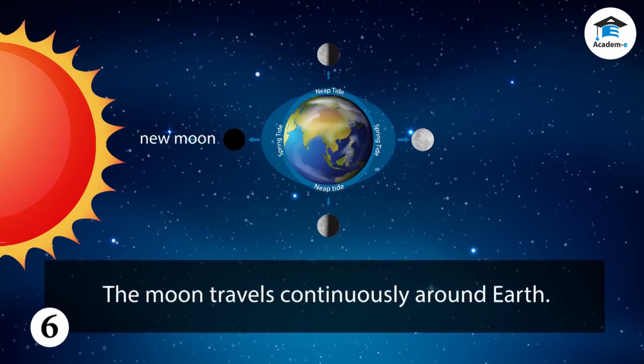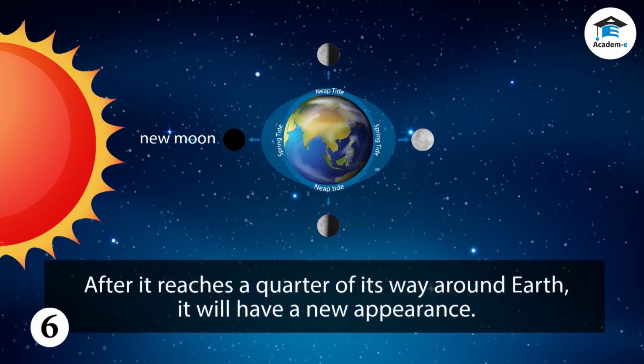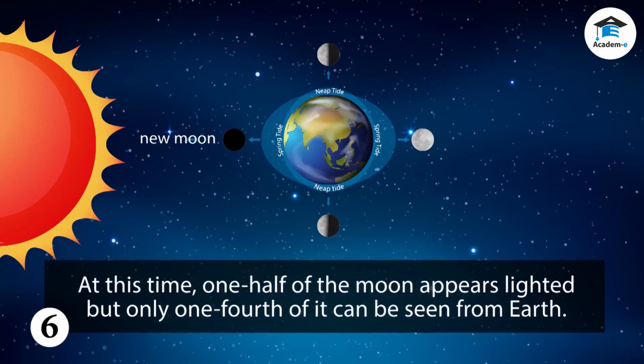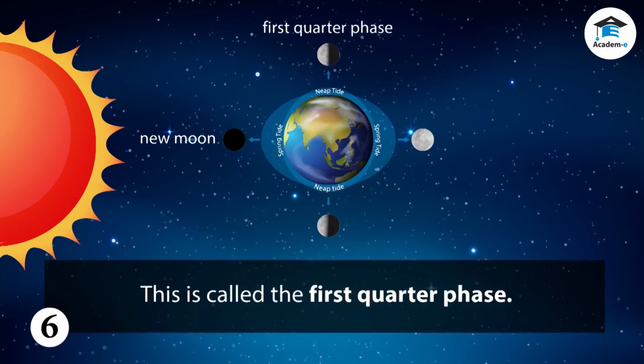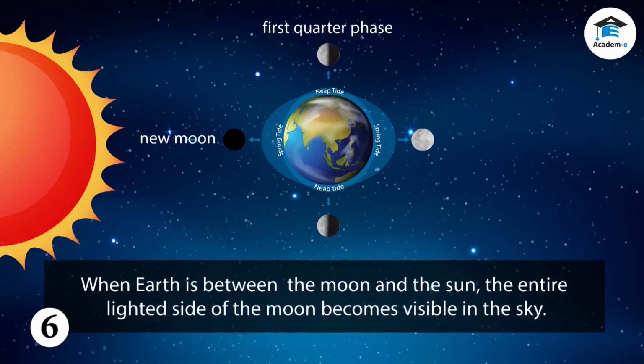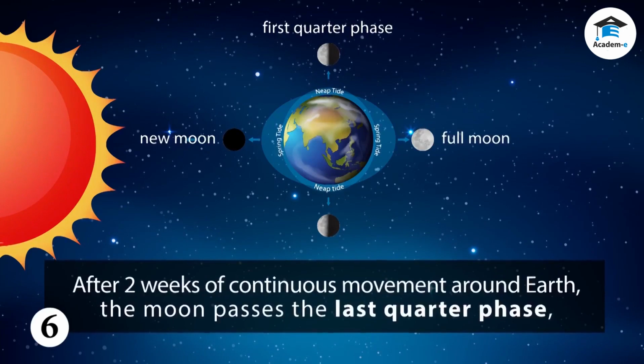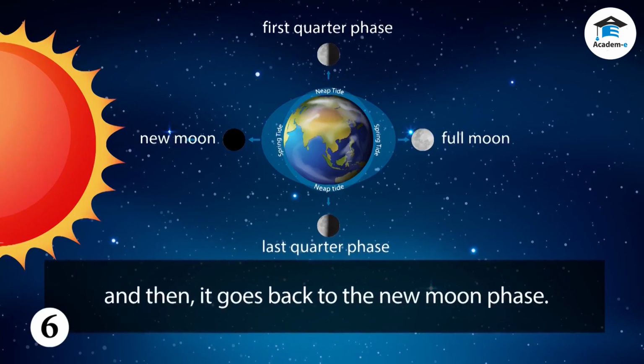The moon travels continuously around Earth. After it reaches a quarter of its way around Earth, it will have a new appearance. At this time, 1/2 of the moon appears lighted, but only 1/4 of it can be seen from Earth. This is called the first quarter phase. When Earth is between the moon and the sun, the entire lighted side of the moon becomes visible in the sky. This phase is called the full moon. After 2 weeks of continuous movement around Earth, the moon passes the last quarter phase. And then, it goes back to the new moon phase.